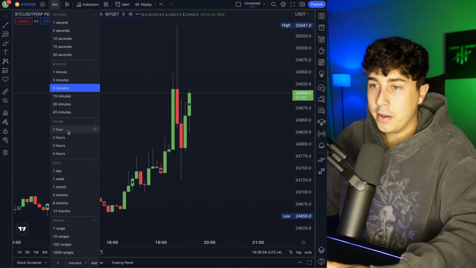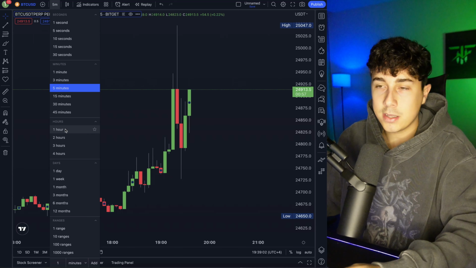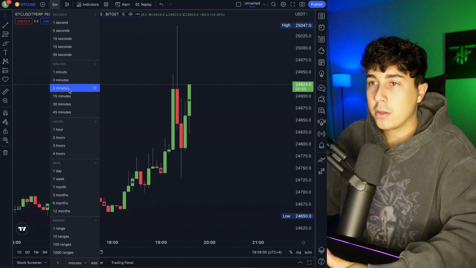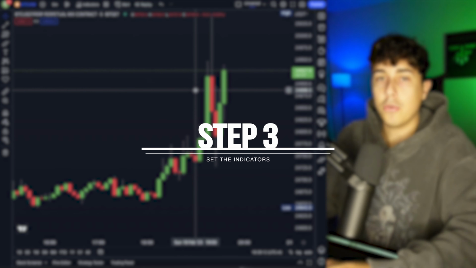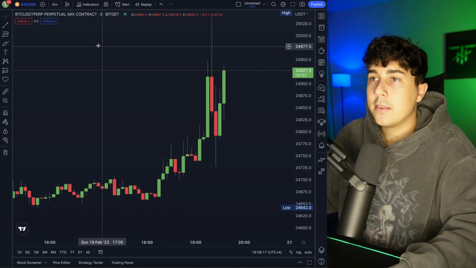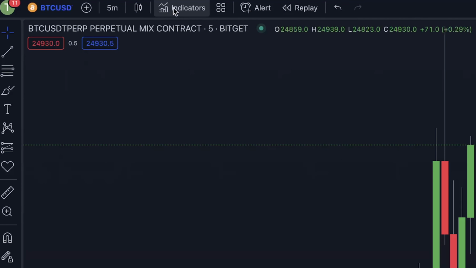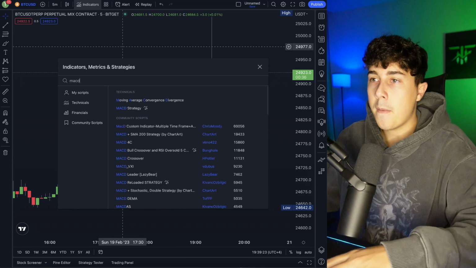For example, if I'm in the 4-hour chart or 1-hour chart, there are not so many entries. In the 5-minute chart you will find a lot more. So we go now here first in the 5-minute chart, and after this we come to the most important part, the indicators. So for the indicators, you go up here on this little box which is called indicators, and what we have to fill in here is MACD.